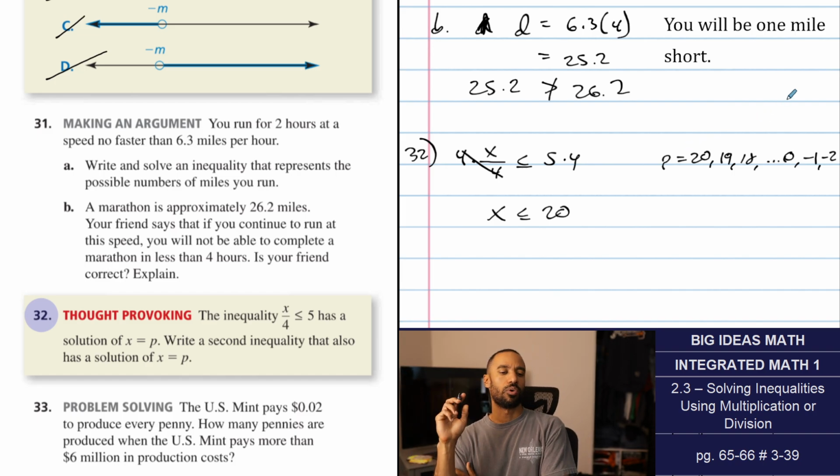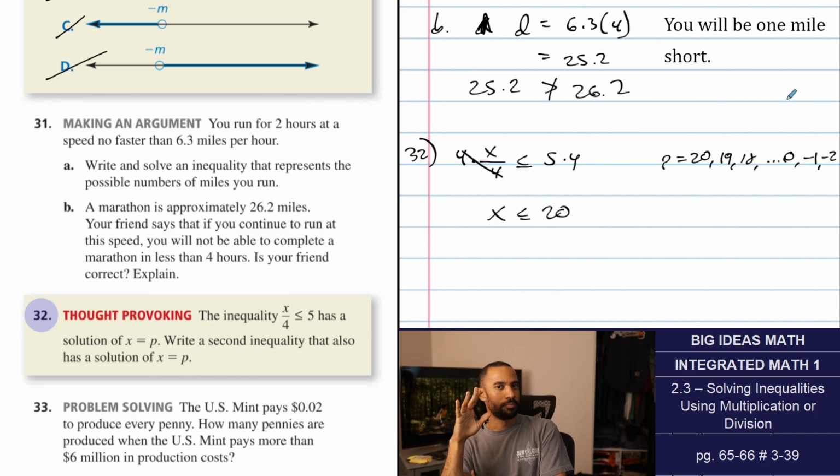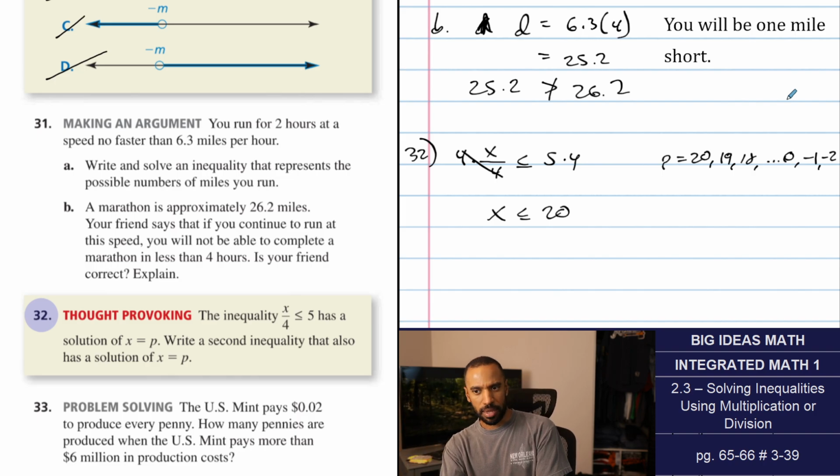I see. We don't make up what p can be. We have to make sure that p is valid for any of those, I feel like. So as long as we're less than or equal to 20 in our solution set, we're good. Has a solution of x equals p. Write a second inequality. Maybe you can make one up. Maybe you can make up 0.